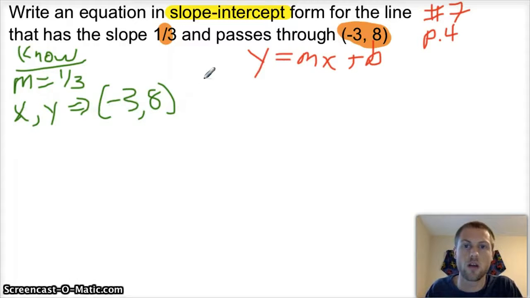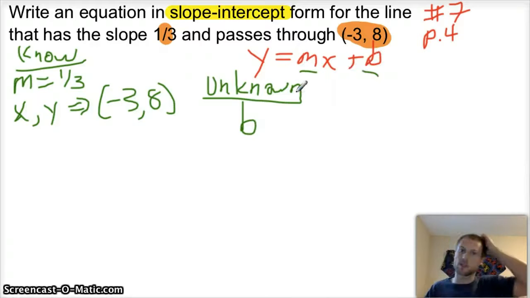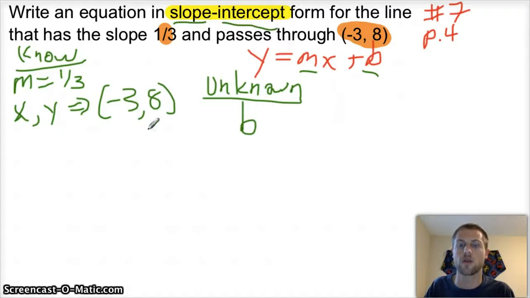Okay, and what is unknown? Well, we're looking for b. We want to get this equation. We have our m, we need our b, because remember the slope-intercept form should contain what the slope is and what the intercept is. So we know what the slope is, but we don't know what the intercept is, and that's what we're looking for to complete this formula.